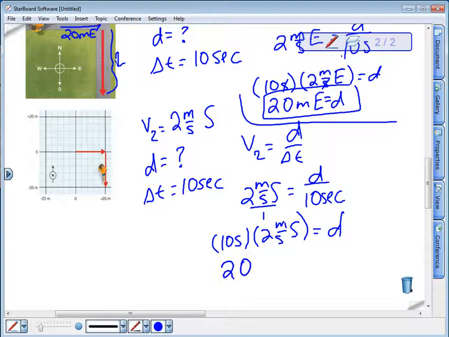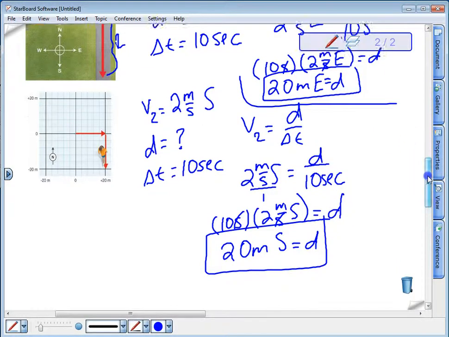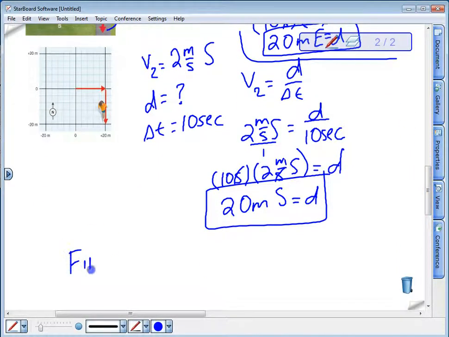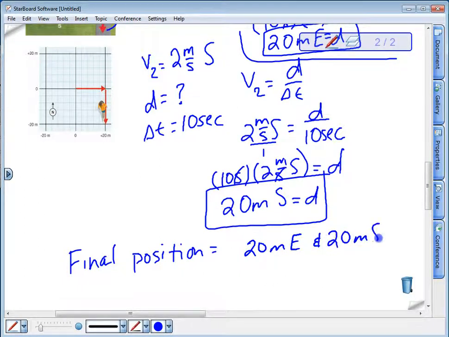So now I'm 20 meters south of where I started. So my final position is 20 meters east and 20 meters south of my initial position.